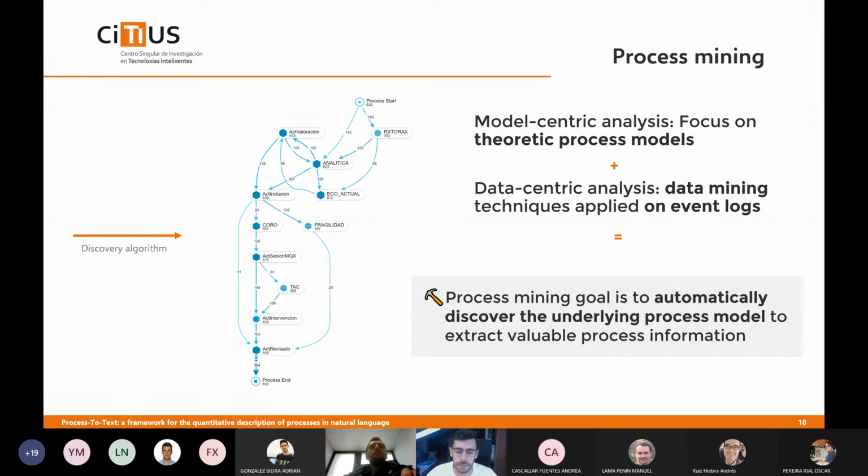So on one hand, we start from process model analysis techniques that are model-centric disciplines that put all their emphasis on theoretic process models without giving attention to execution data. On the other hand, data mining techniques focus completely on the data without paying attention to the model. So we can say that process mining serves as a bridge between business process model analysis and data mining techniques, whose goal is to exploit recorded event data by automatically discovering the underlying process model to extract with it valuable process information.